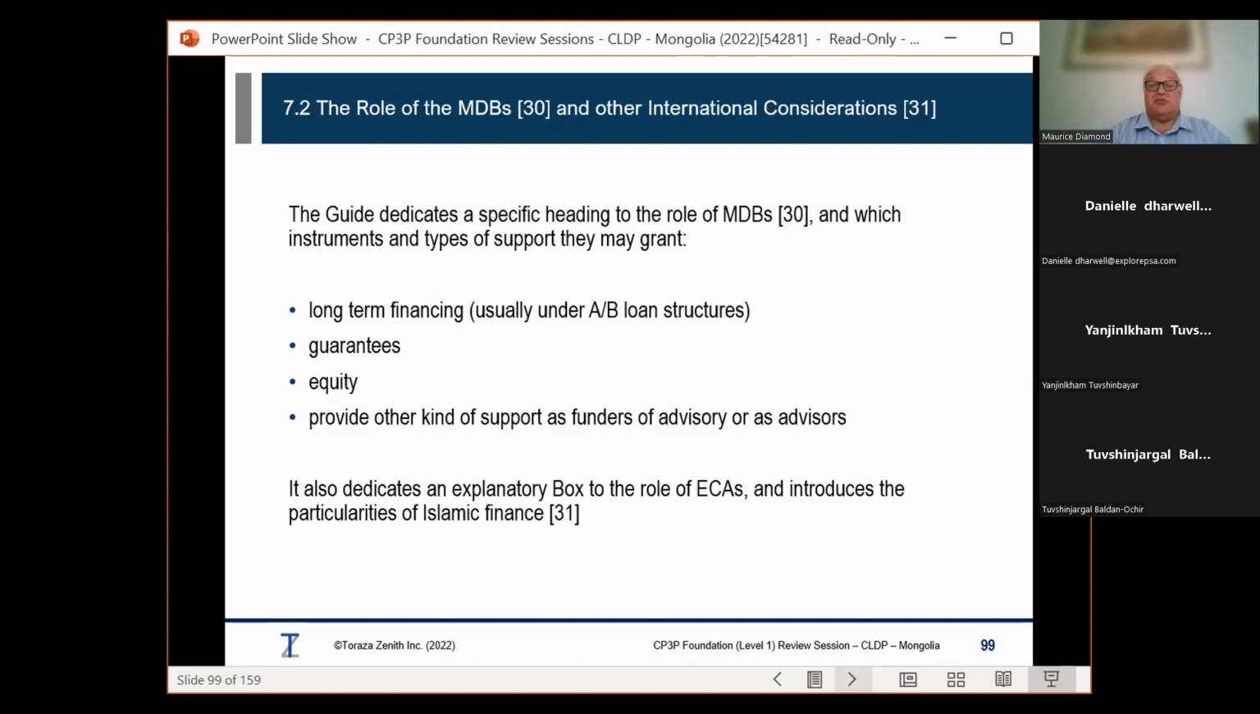Also, it means they're obviously more willing to lend money. The MDB can also give guarantees. It can actually put equity in as well, and it can also provide other kinds of support as funders. And you might want to check out the box which talks about the role of the ECAs. Now, the export credit agencies also provide insurance. They may provide funding for advisors or advisory work, but they don't tend to provide the long-term finance. So just be aware.